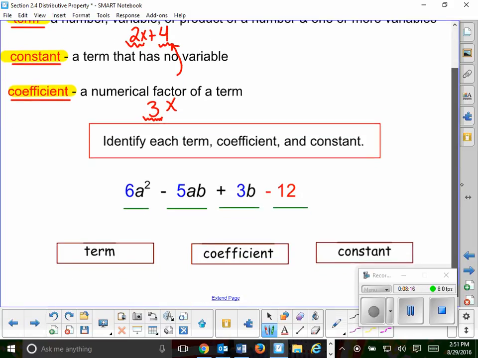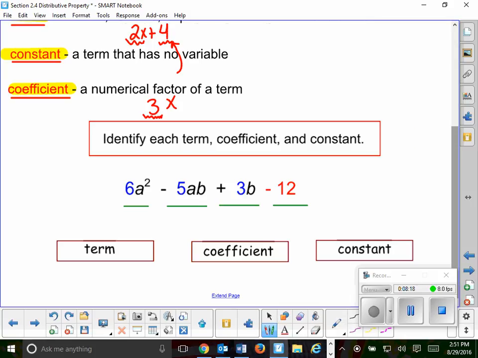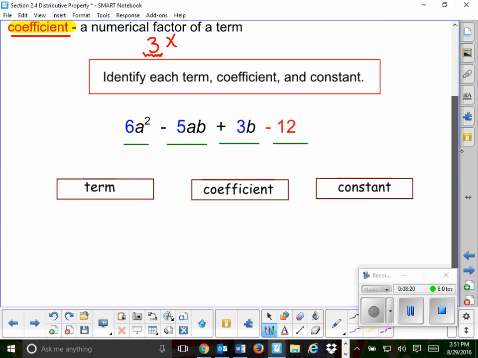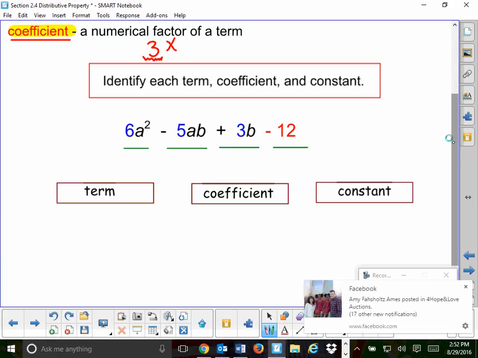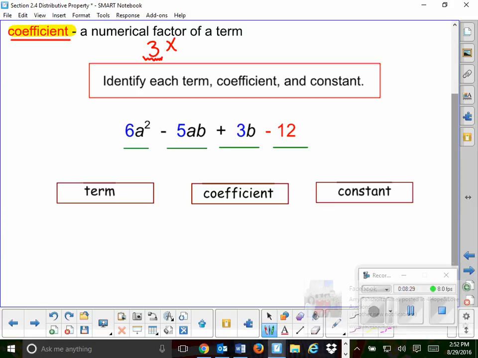So now that you have those definitions on your paper, I'd love for you to take this long expression and write down what each of the terms are, each of the coefficients, and what the constant is. And here is what you should have.